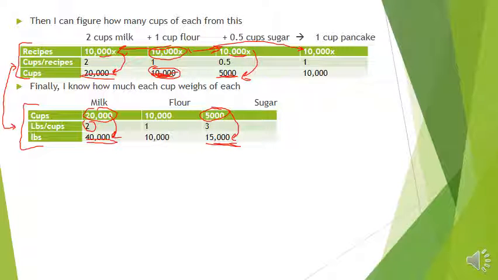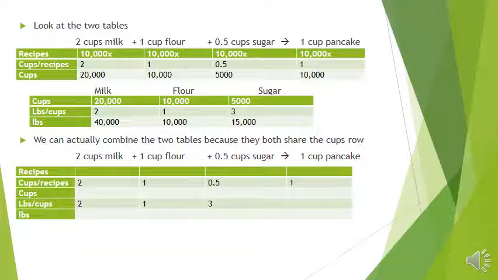Okay. So actually what we could do is we can combine the two tables. And that's because both tables have cups in them. And that's what we're going to do next. Okay, so if you look at the two tables, you'll see that they both have cups. And so what you can do is you combine these two tables. So you know there's 20,000 here and there's 20,000 here. 10, 10, and 5, 5.